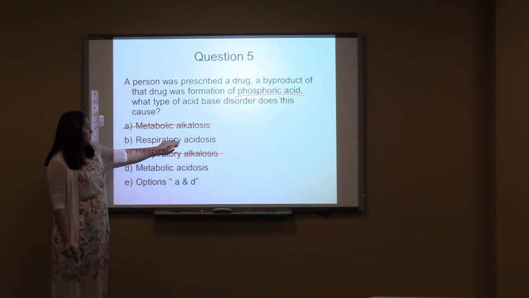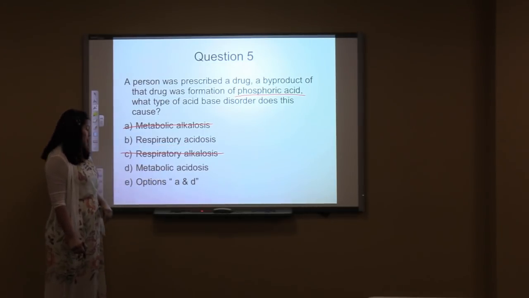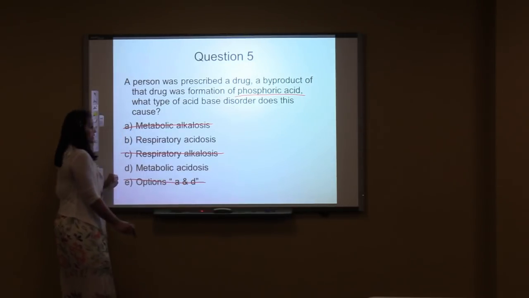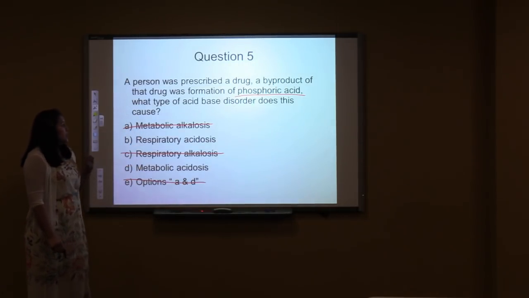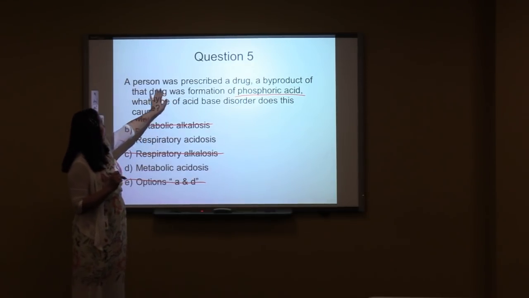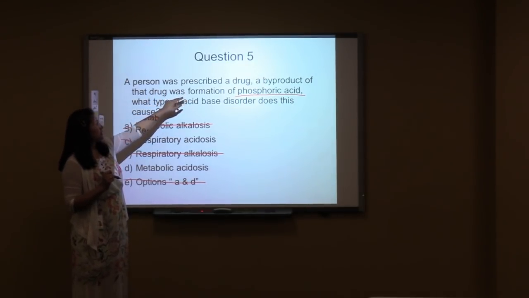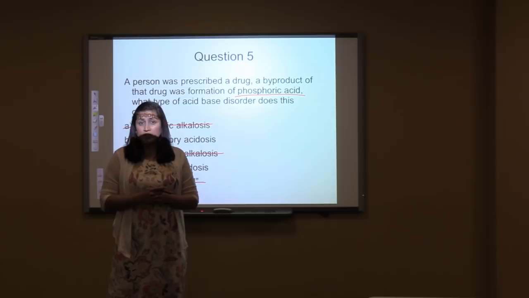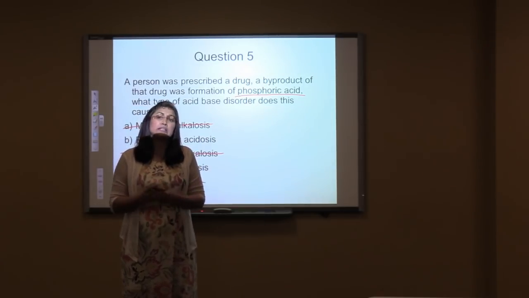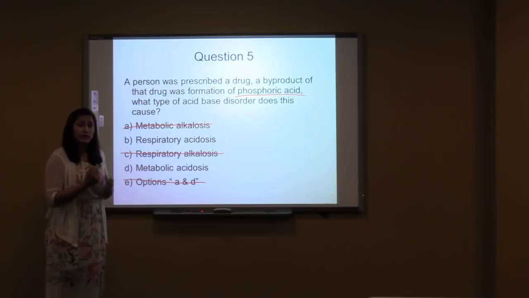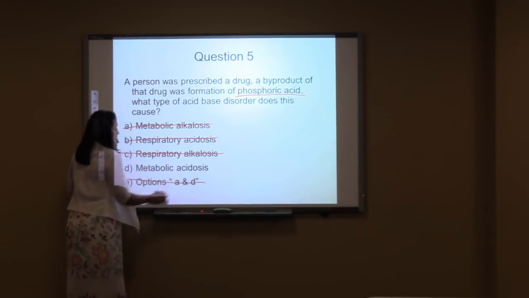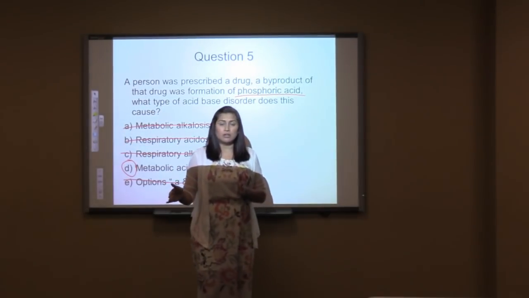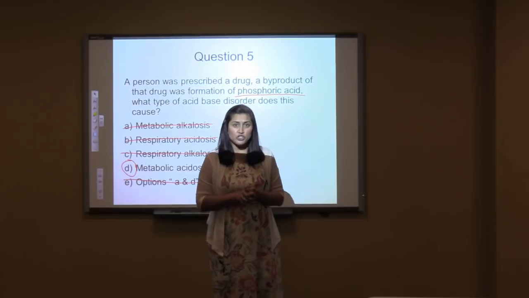So either you can have respiratory acidosis or metabolic acidosis. And it can't be A and D because we always cancel that out, so this is canceled out. Now you're stuck between these two. Now, this person was prescribed a drug whose byproduct is formation of phosphoric acid. Is the respiratory system's fault at all? No. The respiratory system has nothing to do with it. So it cannot be respiratory acidosis. So it has to be metabolic. Everything else besides respiratory is considered the metabolic branch. Okay?